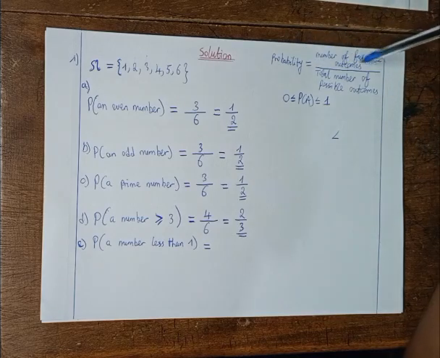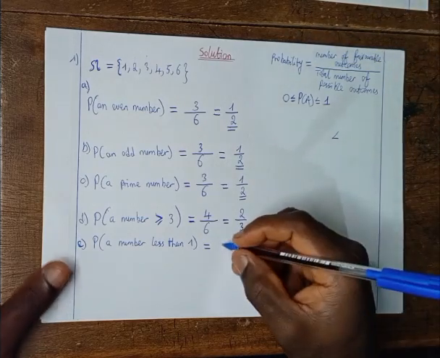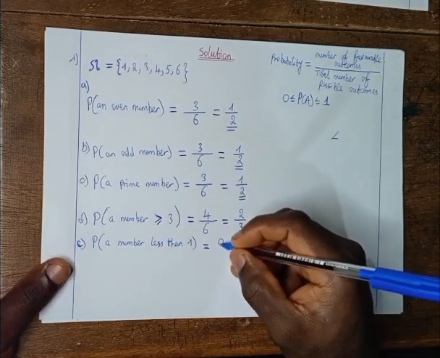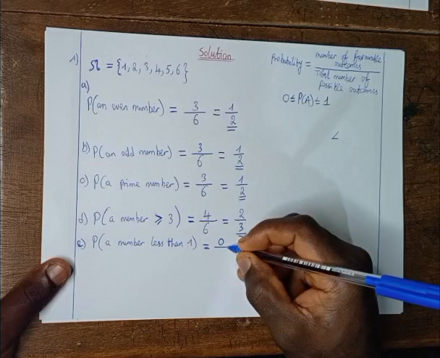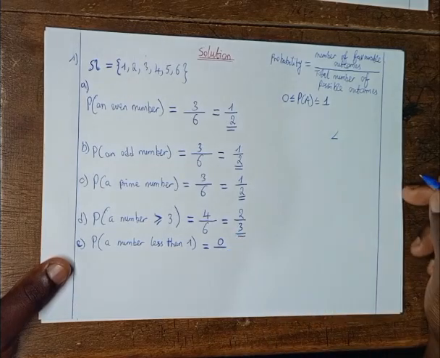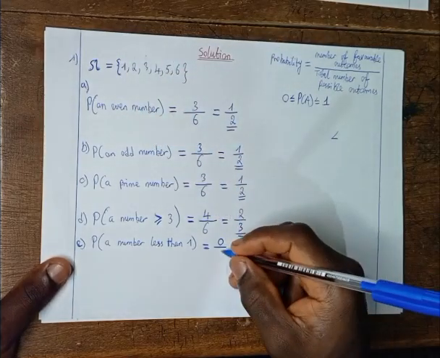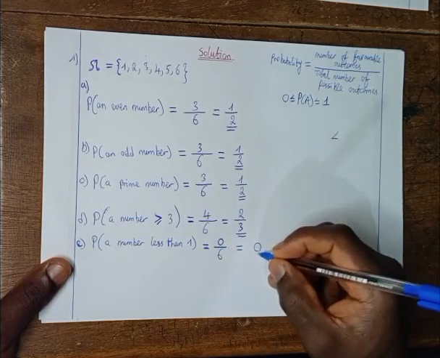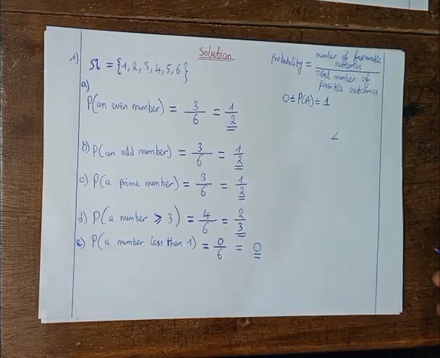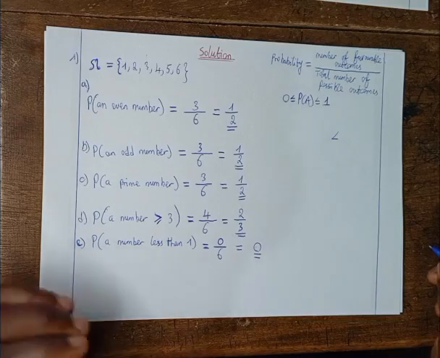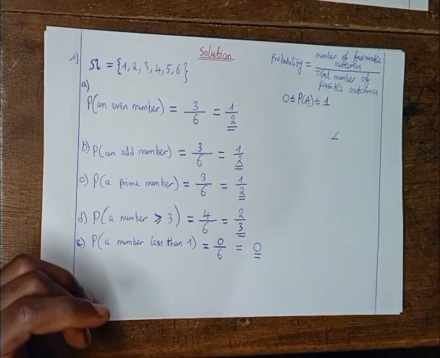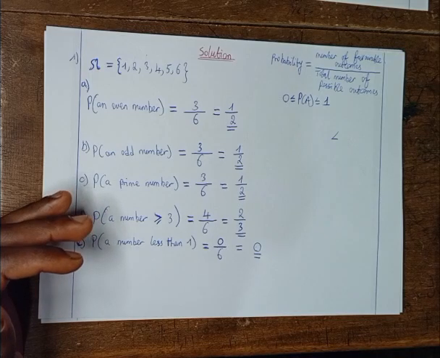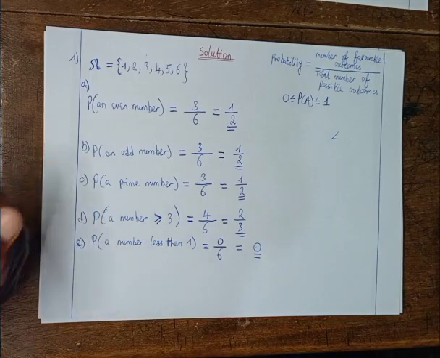So in this case, the number of favorable outcomes are 0. We are going to write 0. Then we divide by the total number of possible outcomes. There are 6 of them. 0 divided by 6 gives us 0. So that means the probability of getting a number less than 1 is 0. It is not possible to have a number less than 1 when you throw a die.